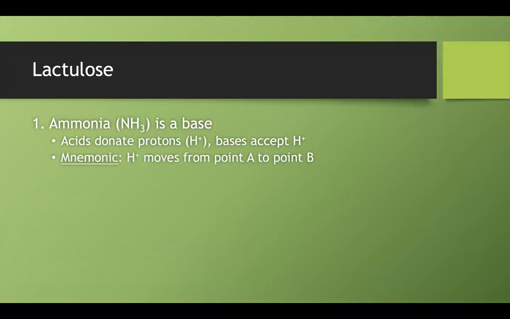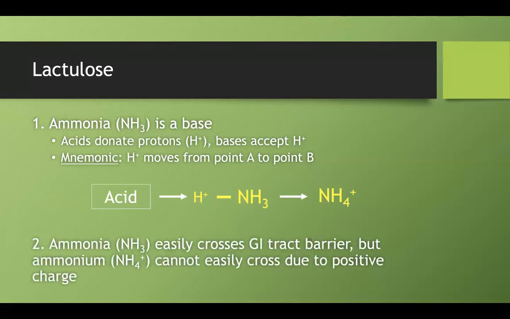And you can remember this by just remembering that that hydrogen ion always moves from point A, which is your acid, to point B, your base. So here we have an acid. It gives off its hydrogen. And in the case of ammonia, ammonia can grab that hydrogen and turn into ammonium. So it grabbed that proton, and now it's got a positive charge on it, as you can see. So in the case of ammonia versus ammonium, what I want you to realize is that this NH3, the ammonia form, can easily cross our GI tract barrier and enter our bloodstream. But this NH4 positive ammonium cation cannot easily cross our GI tract barrier because of this positive charge.